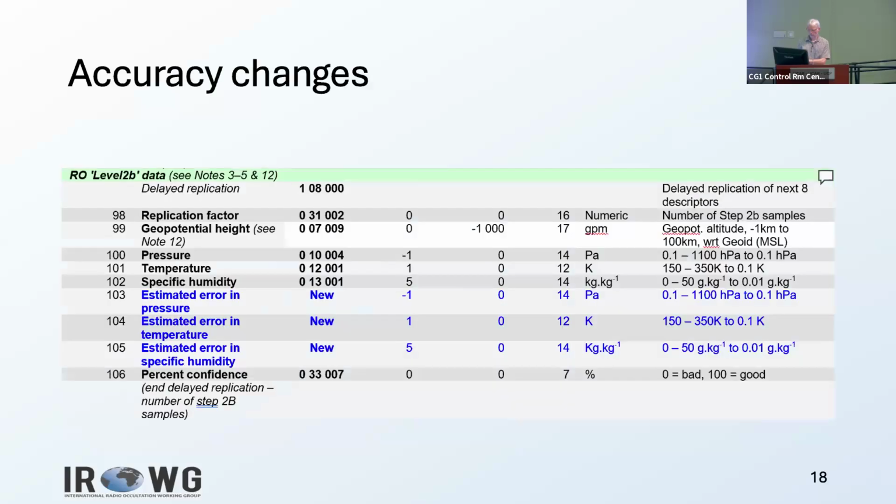Level 2B, 1D VAR data. Also here we have introduced estimated errors of pressure, temperature, and specific humidity instead of these previous RMS descriptors.